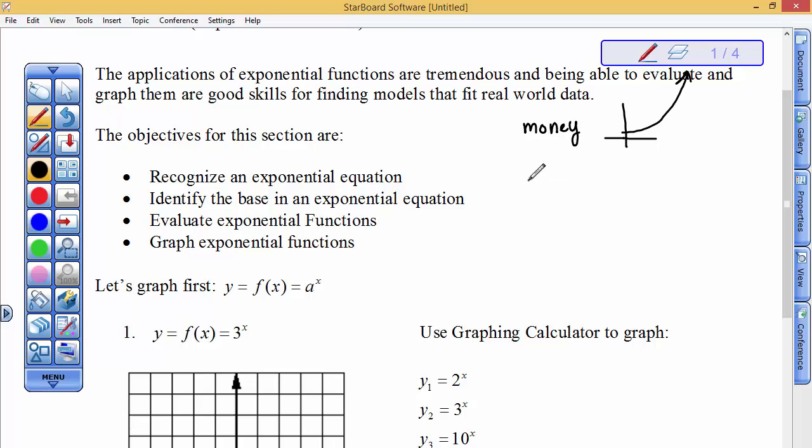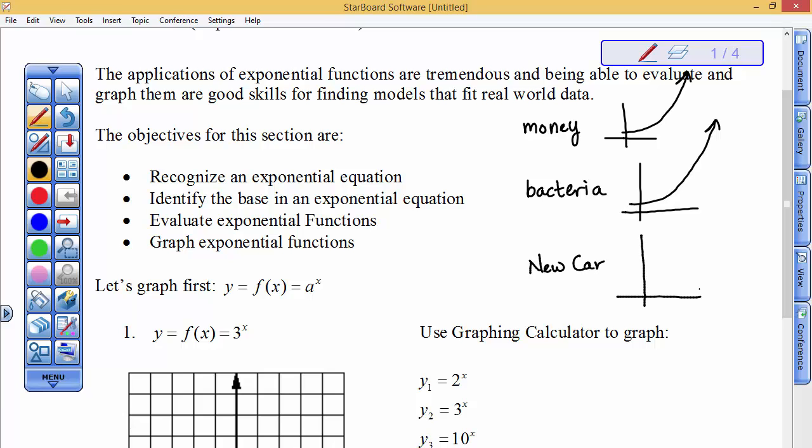If there's a bacteria or a mosquito that has invaded an area, the number of bacteria or the number of mosquitoes will grow exponentially. Or if you have a new car and you drive it off the lot, the value of your new car will decay very quickly, but then towards the end of its life it will flatten out. So it will decay exponentially.